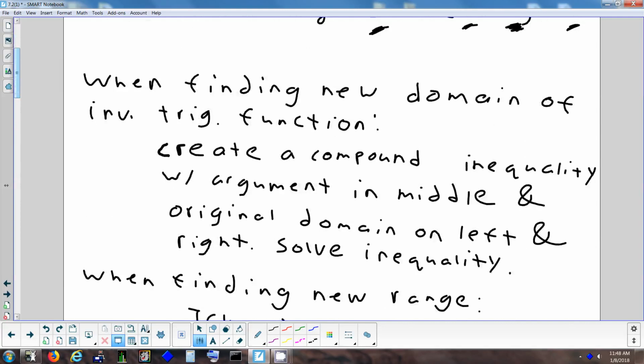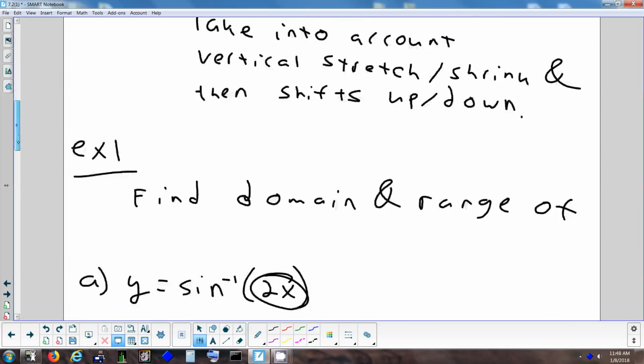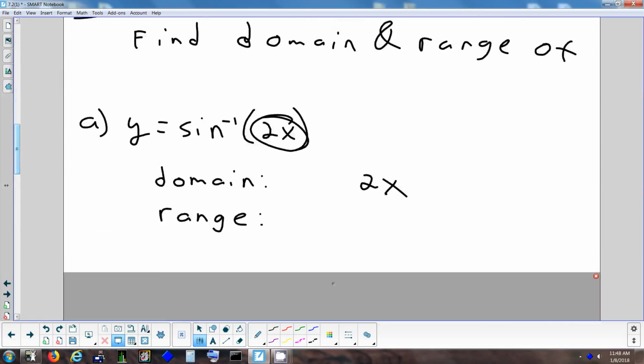Let's set that up before we talk about range. Okay, you can leave a little bit of space to write range, but let's make sure we got that first. Argument in the middle, original domain on the left and on the right. What's the original domain for inverse sine? Something you need to think about, just whatever you have in your notes.